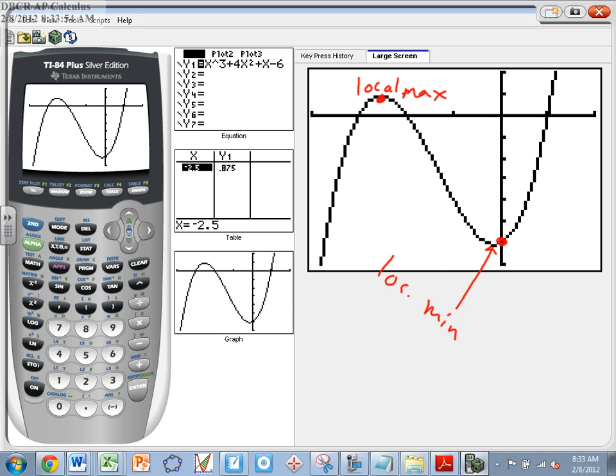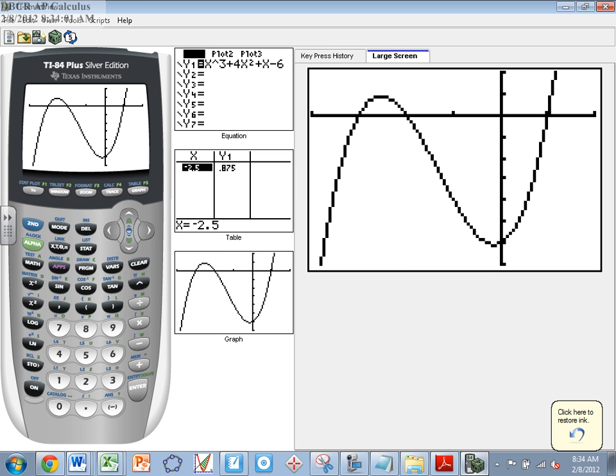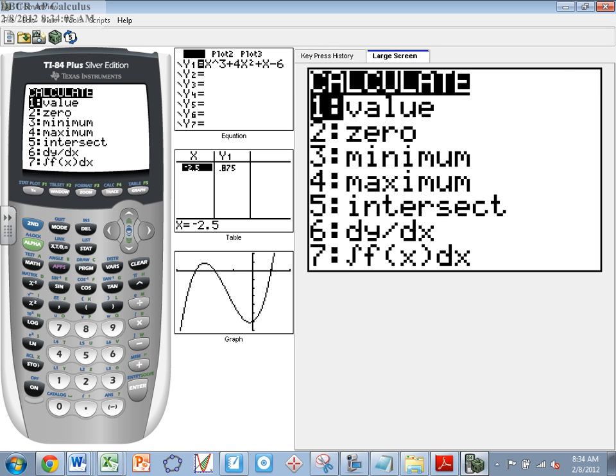There is one way to do it on your calculator, though. So if you really want to find the local mins and maxes, here's how you do it. You press, just like you're finding the roots, second, calculate, and then look at the function. See min and max? Just pick one of them. If you want a minimum, so if you want to find this down here, this location, you pick a min, because it's a min. So hit min, hit enter.